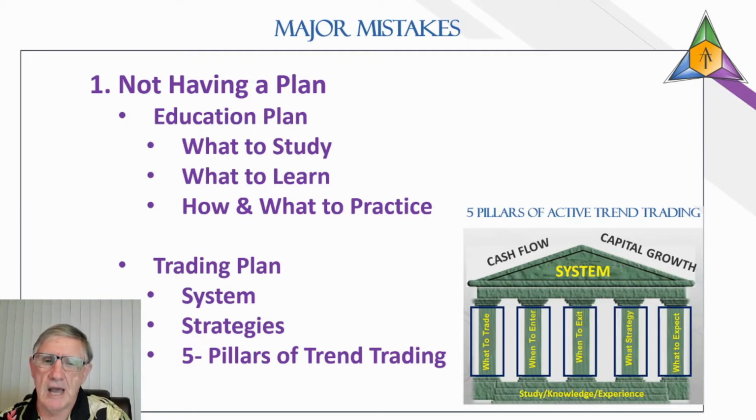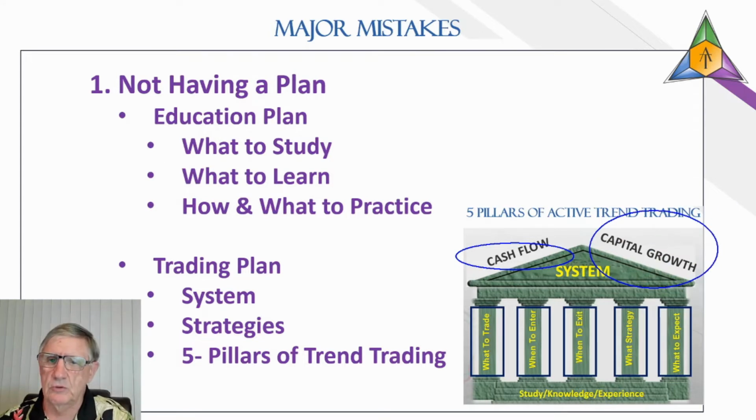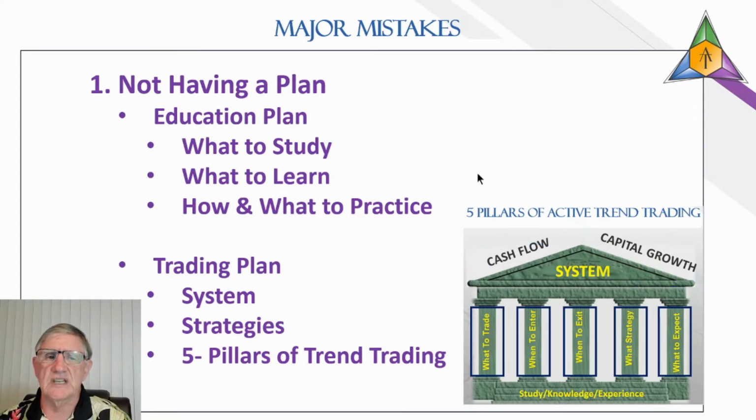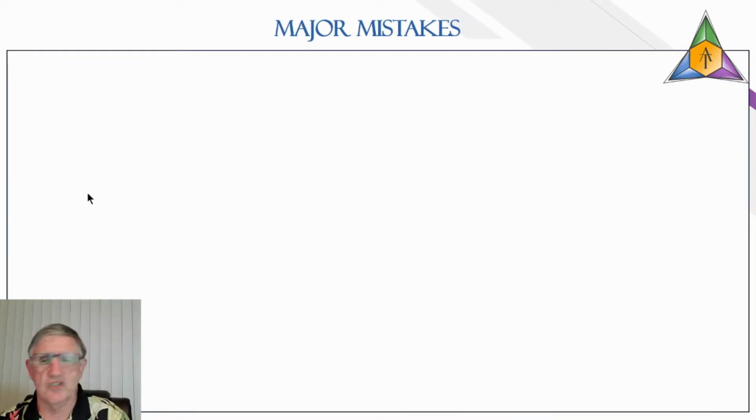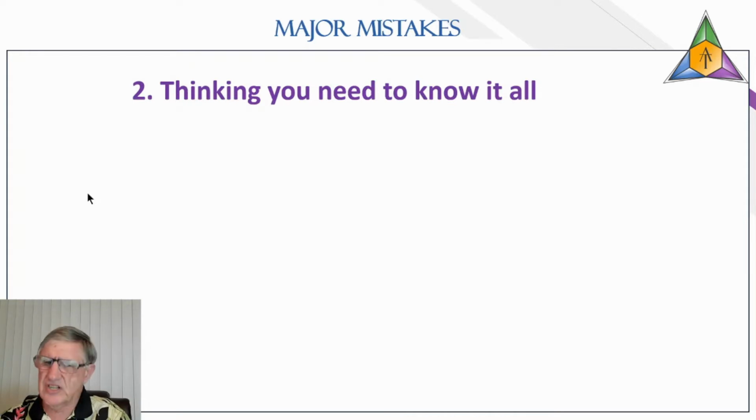Then on top of the system goes what? Well, on top of the system goes what we consider to be our strategies. I want a cash flow strategy. I want a capital growth strategy. And a person can expand those strategies to cover several different items. So that takes care of the issue of having a plan, and you understand why it's important.